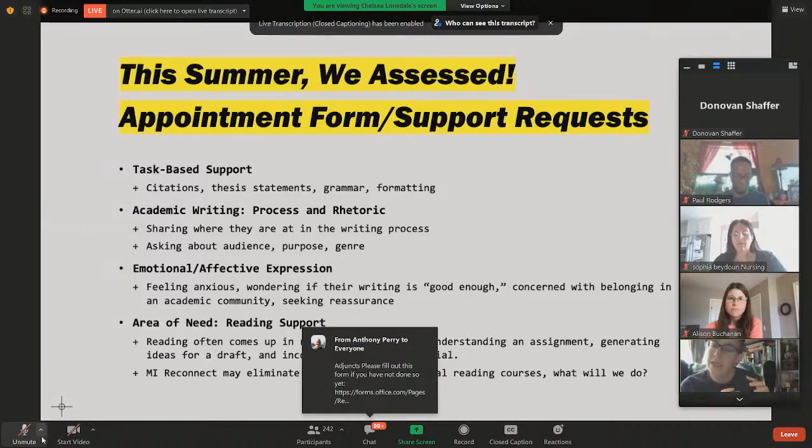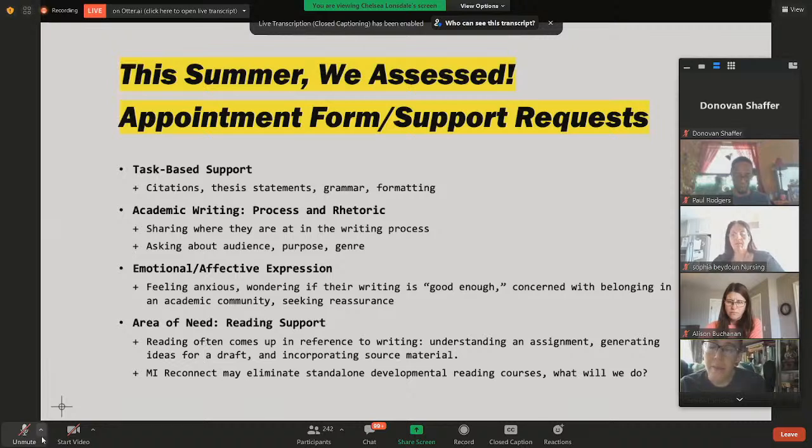So this reading piece is really important, and we don't explicitly have reading support at this point, but we are going to begin working on that this fall. That becomes an additional need because Michigan Reconnect may eliminate standalone developmental reading courses, and so the Writing Center may be able to fill in there. We'll start by making sure that our Writing Center respondents have a sort of toolbox of reading support strategies that they can use with students, but this will be a much larger project moving forward to ensure that we have solid reading support available in the Writing Center.